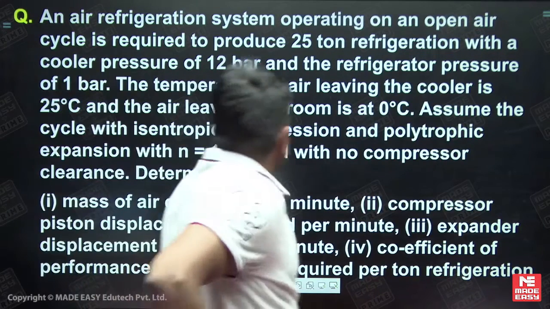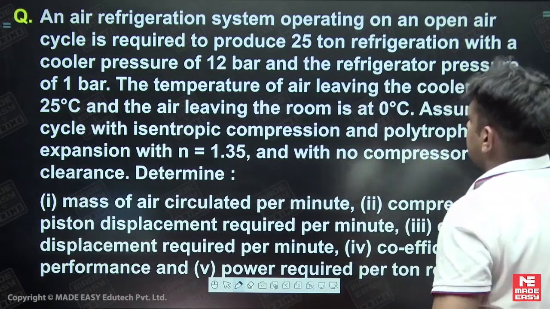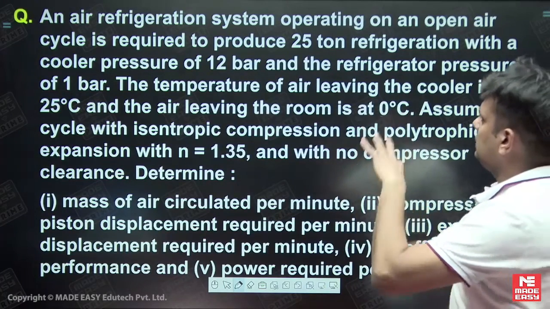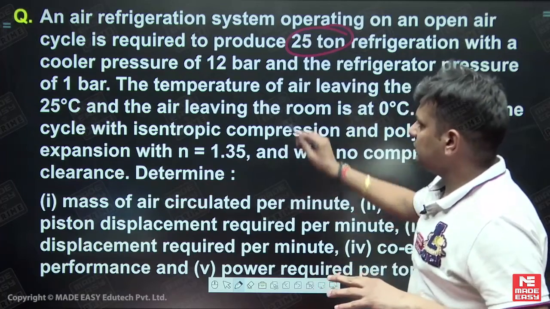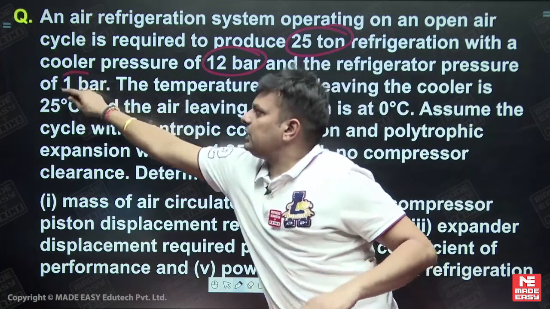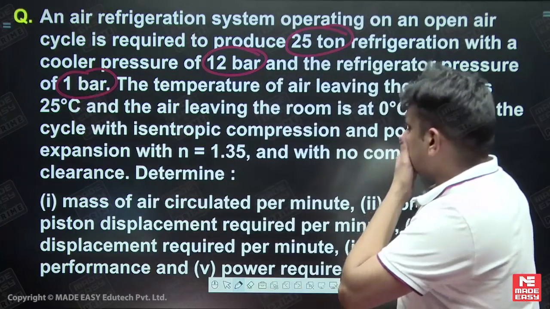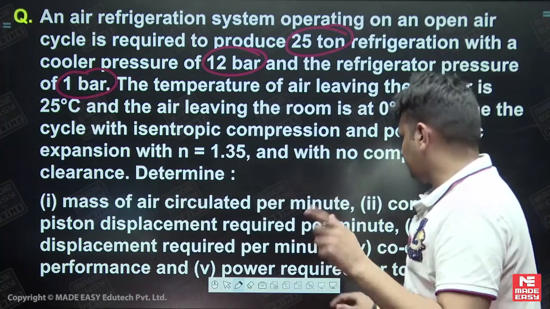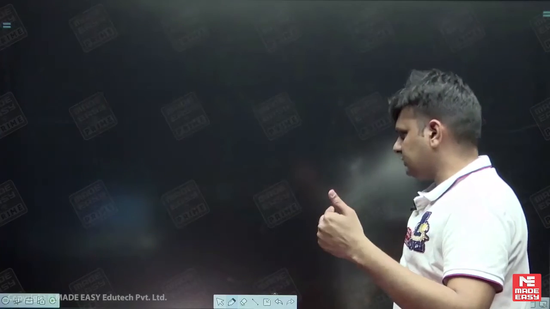So now see this question, the air refrigeration system. The mass flow rate value is given, the pressure ratio, 12 bar and 1 bar, is given, and the temperature of the air leaving the cooler. So first I will draw the PV diagram.